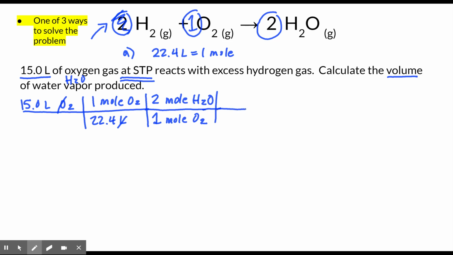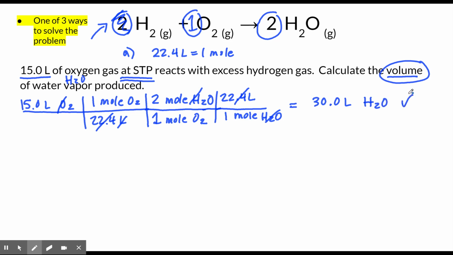And from here, since we're looking for volume, and there is no mention of STP changing at all, we're just going to use the same relationship, 22.4 liters is equal to 1 mole, but of water instead of oxygen. So solve, and then realize that 22.4 also cancels. So we get 15.0 times 2 divided by 1, which is 30.0 liters of H2O.